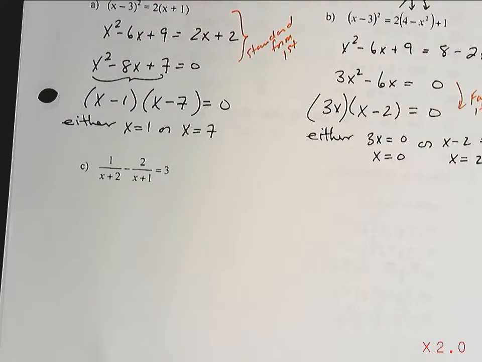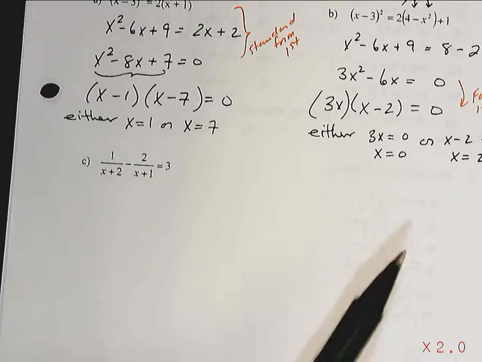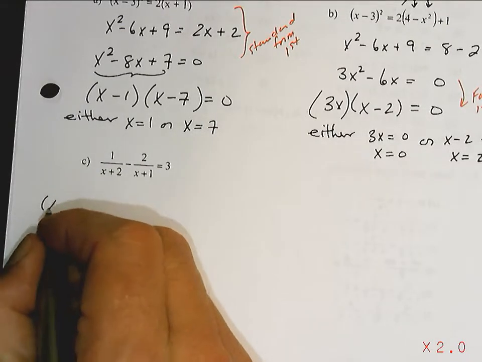Okie dokie. Now there's a grade 11 question. Now there's a couple ways we can handle this. We can get a common denominator here and then multiply both sides by the common denominator, and that would be fine. The other thing that we can do is we can multiply each and every term by the LCD to eliminate the fractions. I tend to do that.